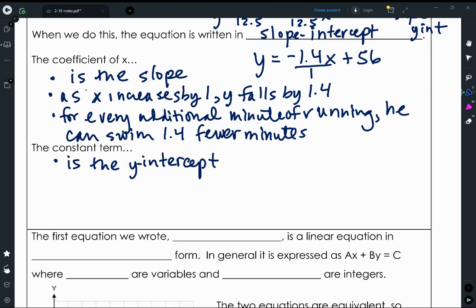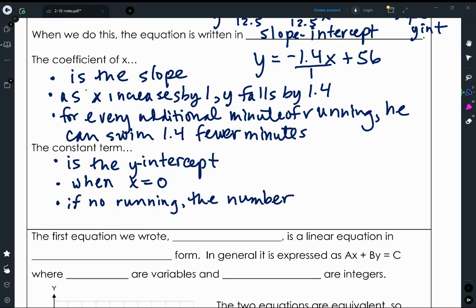And it tells us the number of minutes the athlete would need to swim if he does no running. Okay, so I want to add a couple things here. I first want to say when x equals 0, because that's also our y-intercept. And then when x is 0, that of course is when we do no running. So if no running, the number of minutes the athlete would have to swim.